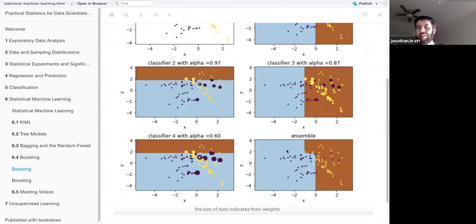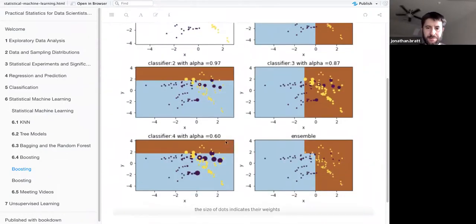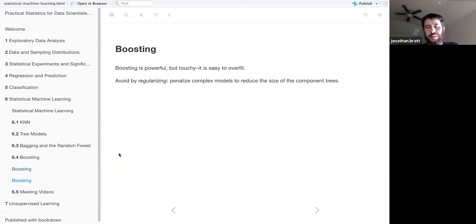Okay, so I found this picture a lot more helpful and intuitive than trying to read the words in the book. But I think the idea makes a lot of sense. You're building an ensemble, but you're doing it in an intentional way, picking your next model to specifically overcome the misclassifications of the previous model. Boosting is really powerful and it makes a lot of sense.